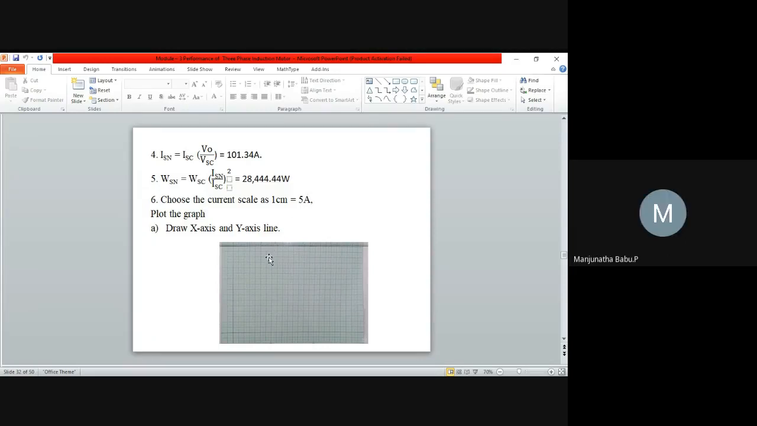Now go for the graph. While going to the graph, first draw the x-axis and y-axis line. The y-axis line will be the voltage axis. The x-axis is normal, we are not referring to anything. The y-axis will be with respect to the voltage axis.